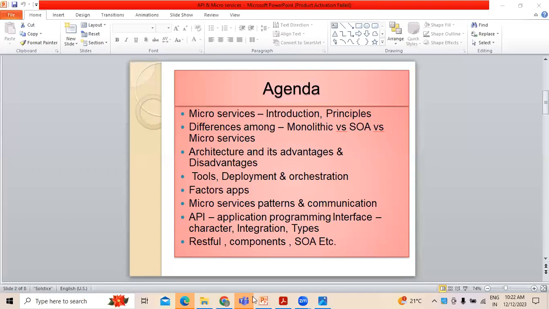Right. So we are going to discuss two different things today. One is the microservices part, and the second is APIs. Okay. Let us understand microservices from a broader level, wherein we need to understand the monolithic approach.